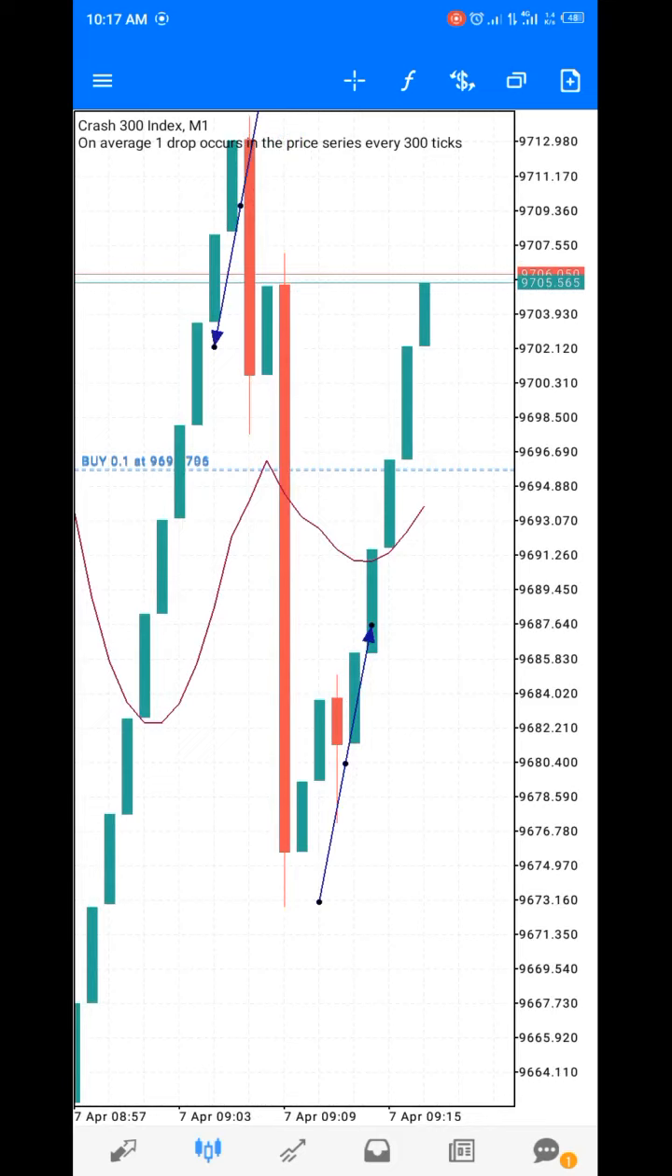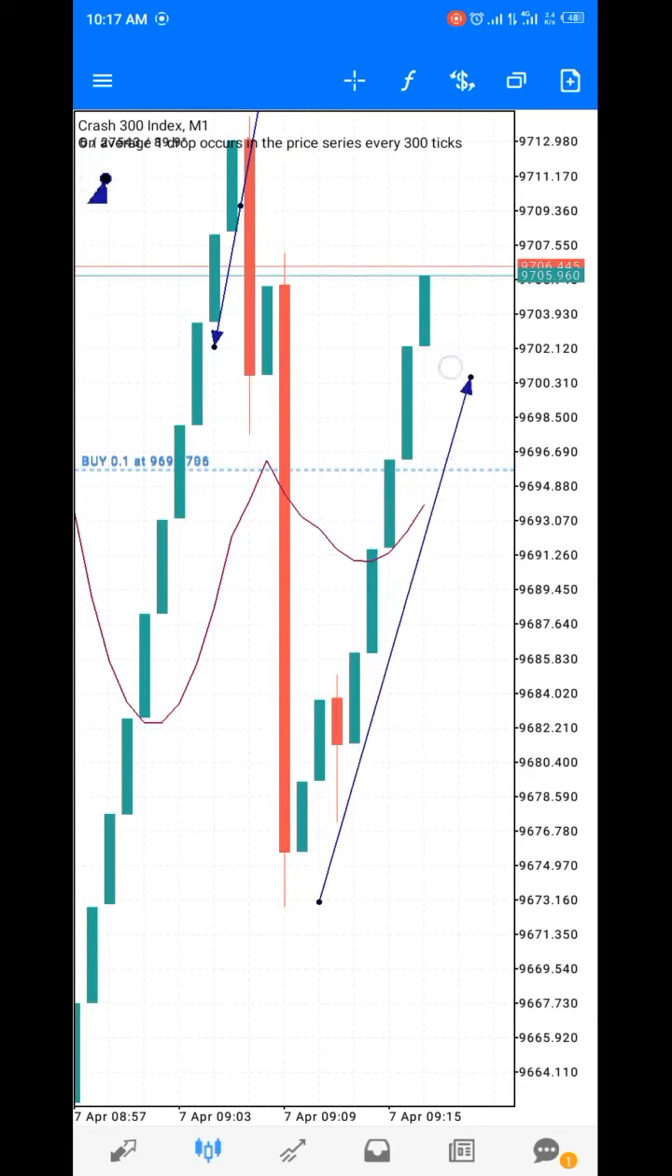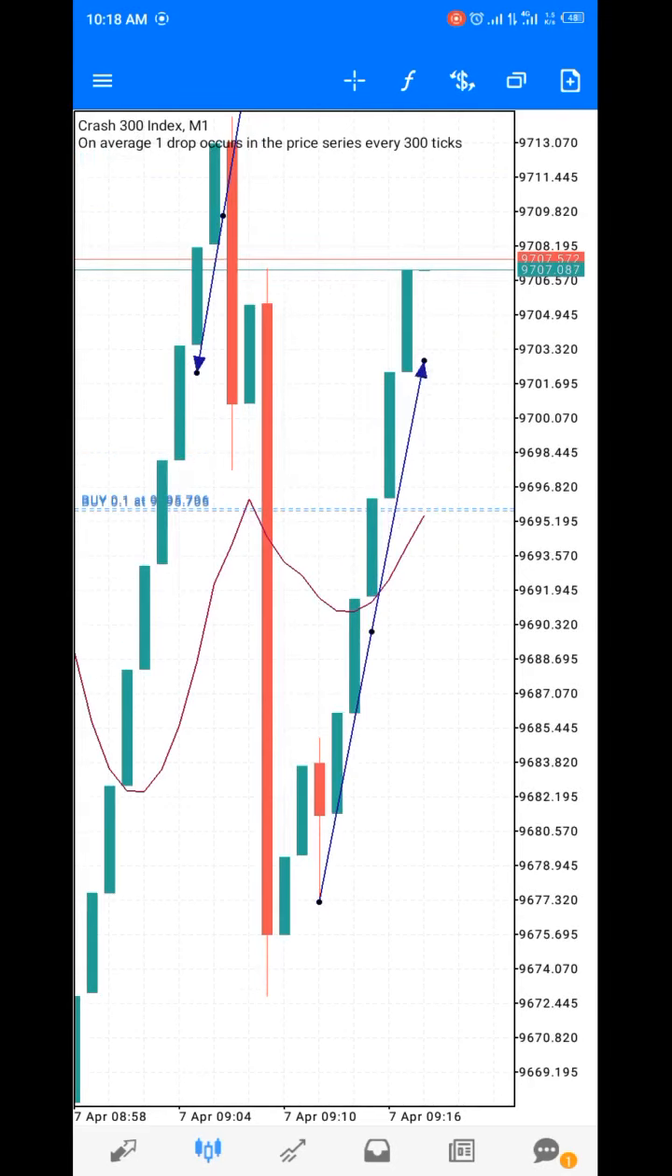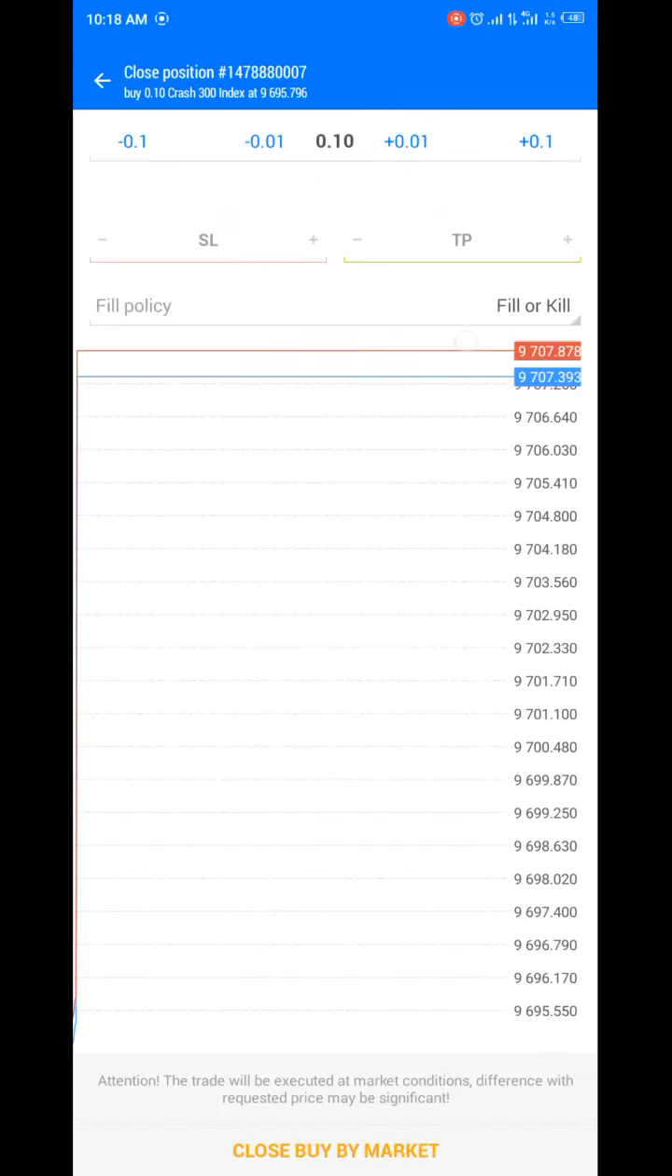Though I don't use it much for Crash 1000 and Boom 1000. But Crash 300 and Boom 300, I'm very good at that. I love it. So let's just keep watching. Once this candlestick closes, we close the trade. We won't be greedy. I told you greediness is not good. One, two, three. Once this candlestick closes, now it closes. So let's close the trade.